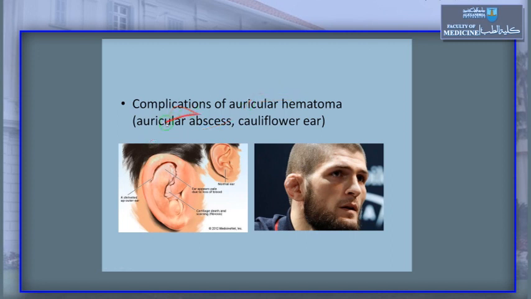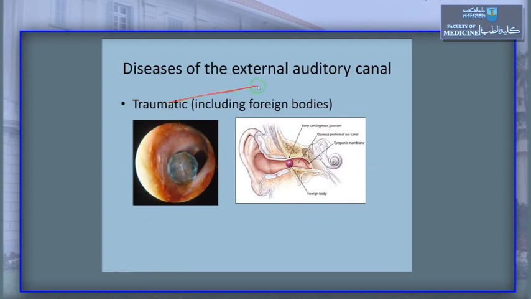And all of these, whether there is an abscess, or whether the cartilage is necrosed because of the hematoma, or whether the hematoma becomes fibrosed and organized, we will end up with deformity of the auricle. This we call collectively cauliflower ear deformity. As we see here in this picture, this is one of the known people involved in combat sports. So with repeated trauma, you may develop this cauliflower ear deformity.